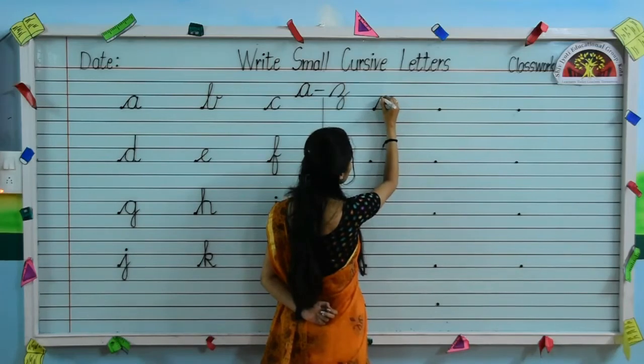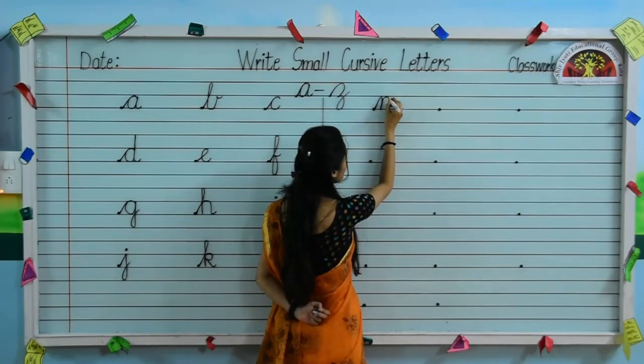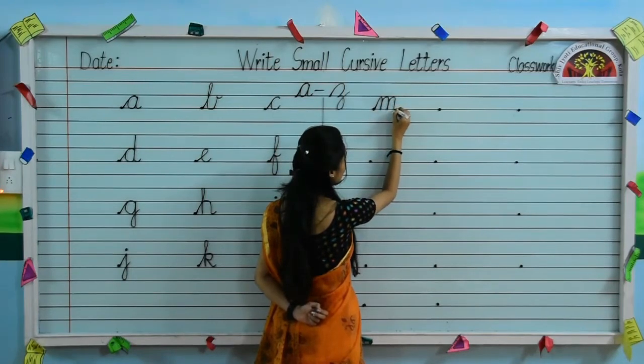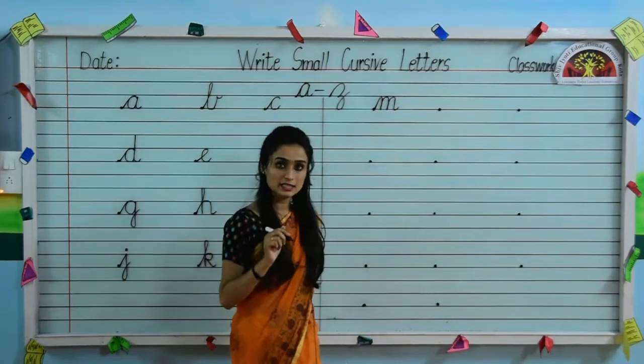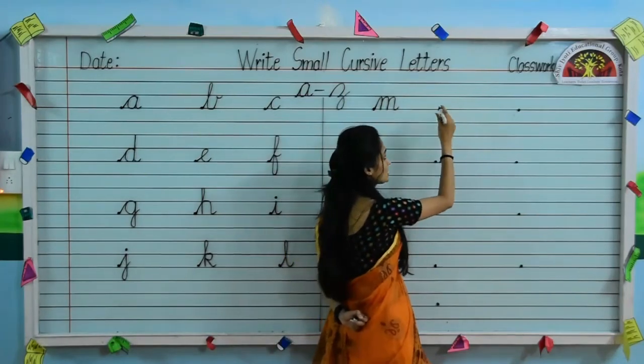Now slanting line up, come down straight, go back, make a curve, go back again, make a curve, touch the third line and out like this. This way you have to write your letter M. Come on the next dot.